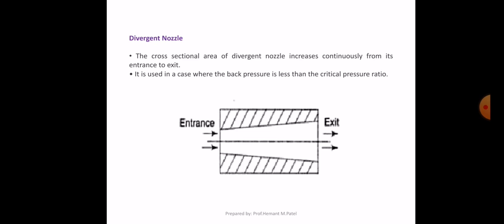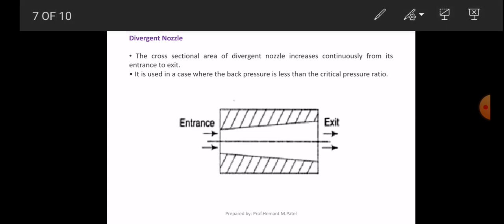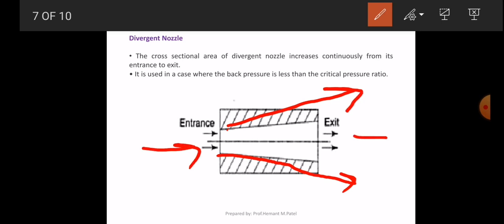This is the divergent nozzle. Here the cross sectional area of the divergent nozzle increases from the entrance to the exit, right? So the cross sectional area of the divergent nozzle increases continuously from its entrance to exit. It is used in cases where the back pressure is less than the critical pressure ratio.